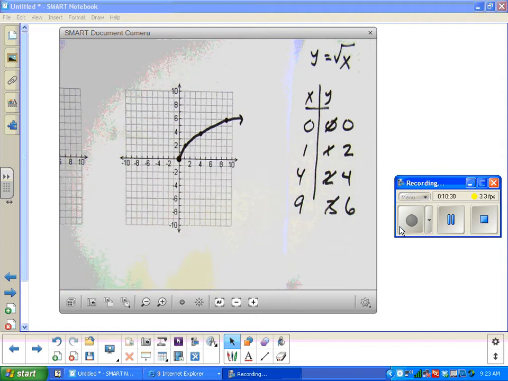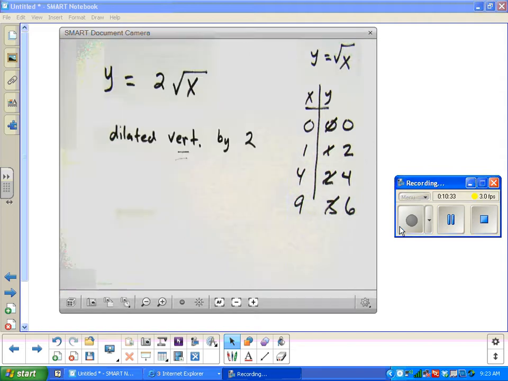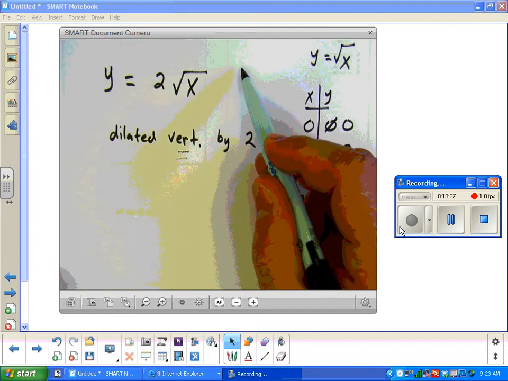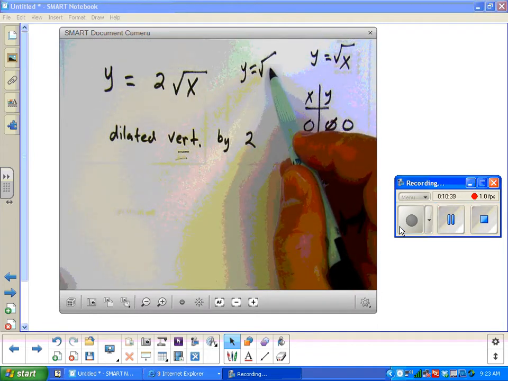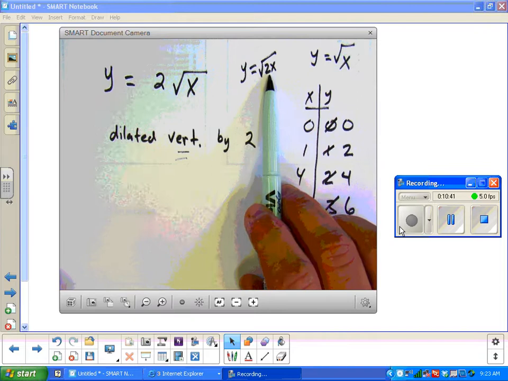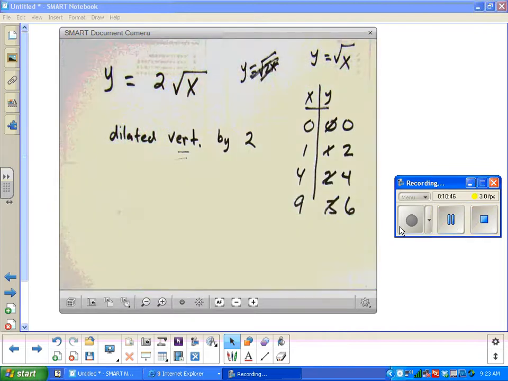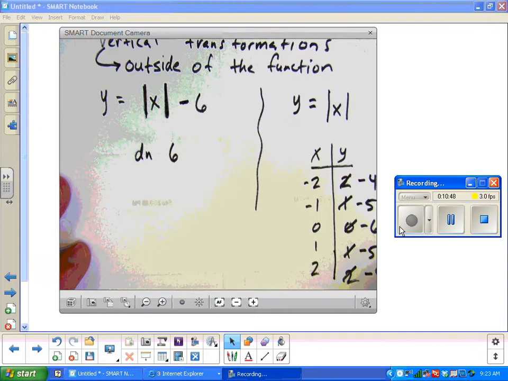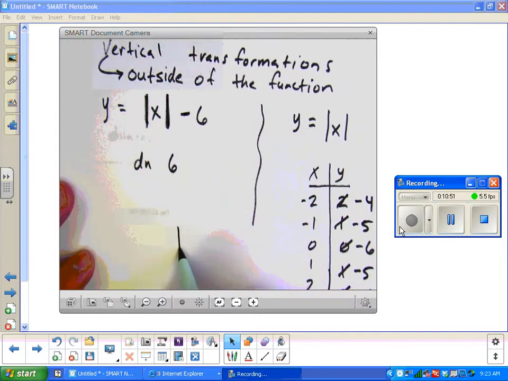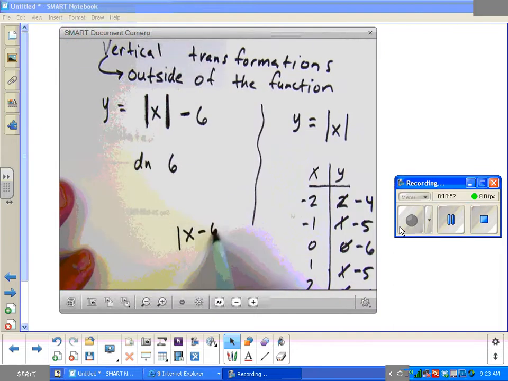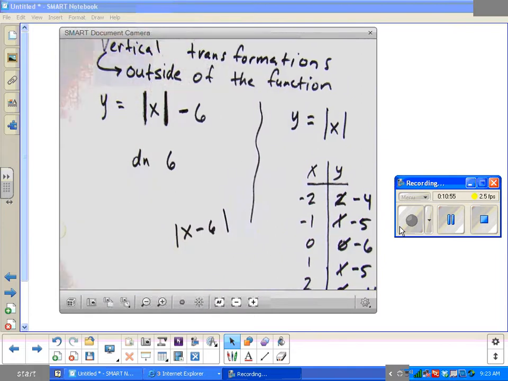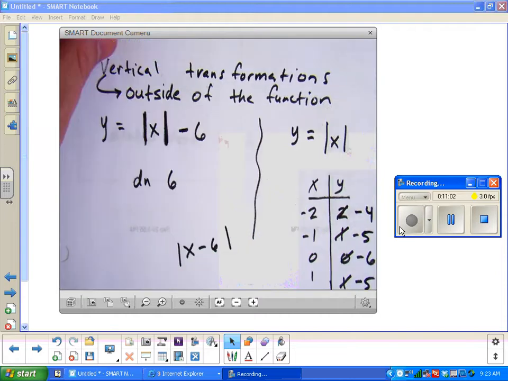Let me just make a comparison with the last two examples that we did. So this would be outside of the function, as opposed to this, which would be inside the function. Like the first example that we did, if I was to do one inside of the function, it would look like that. And if it's inside of the function, it's going to be a horizontal thing. So we're going to talk about all the horizontal stuff tomorrow. Vertical stuff today, horizontal stuff tomorrow.